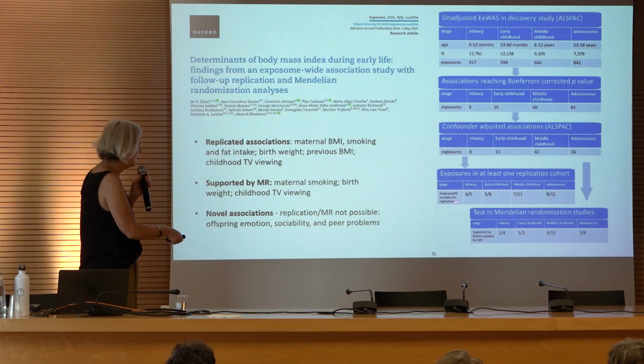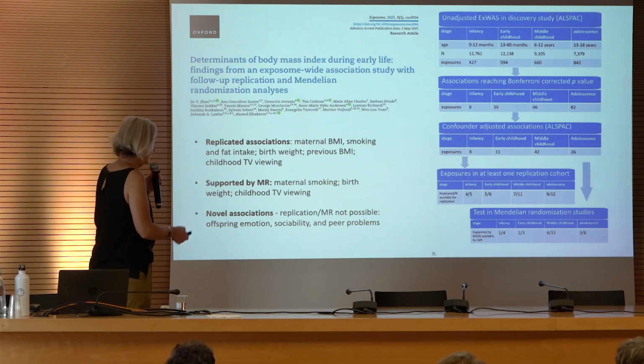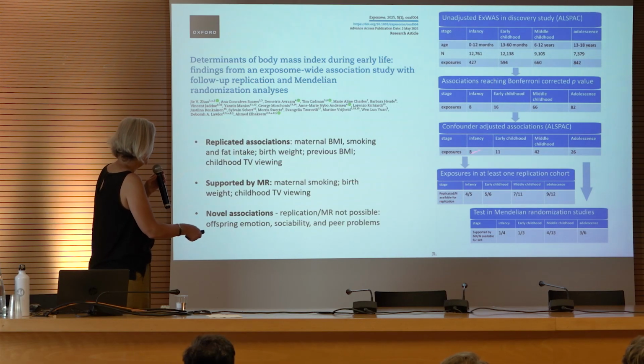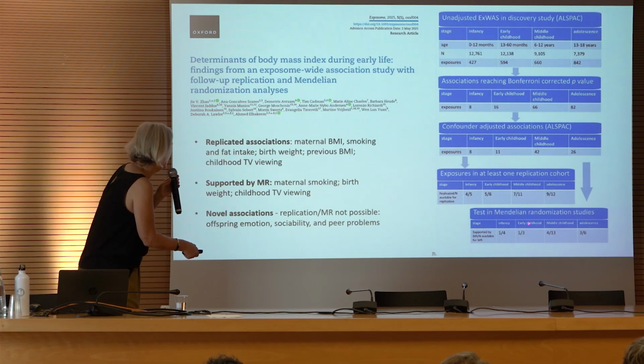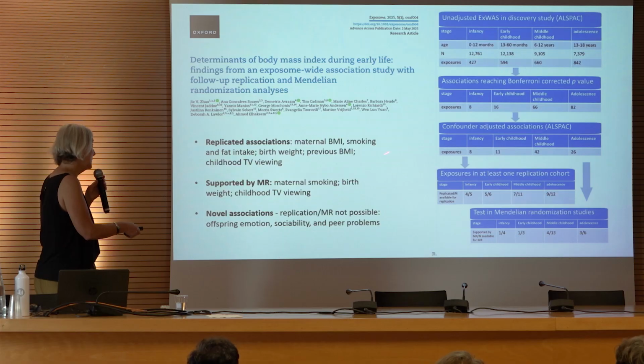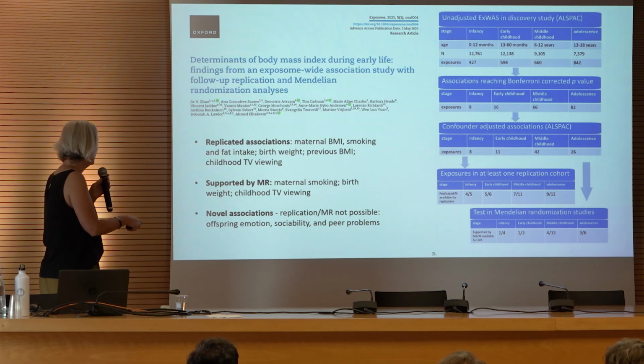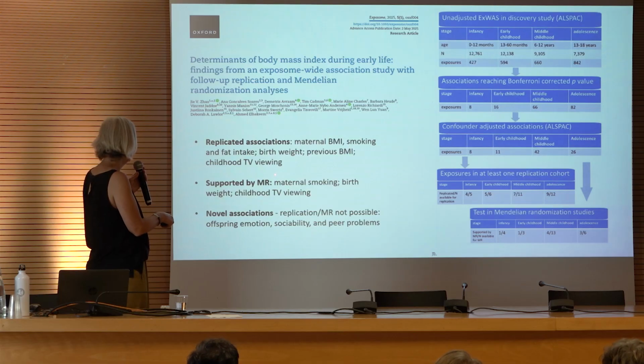And then trying to replicate that in other cohorts, which is obviously a good step to take for replication. And then also trying to test that in Mendelian randomization studies. And indeed, there were several replicated associations: maternal BMI, smoking again, fat intake, birth weight, previous BMI of the child, but also childhood TV viewing.